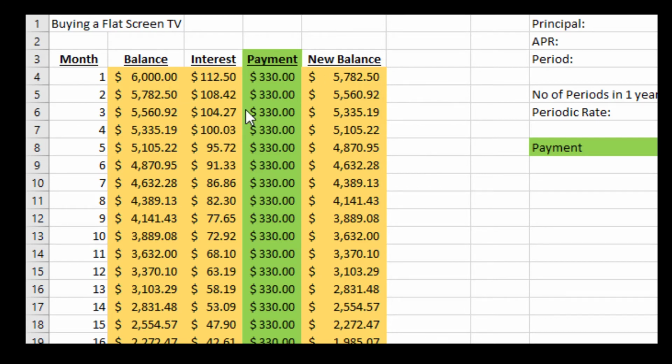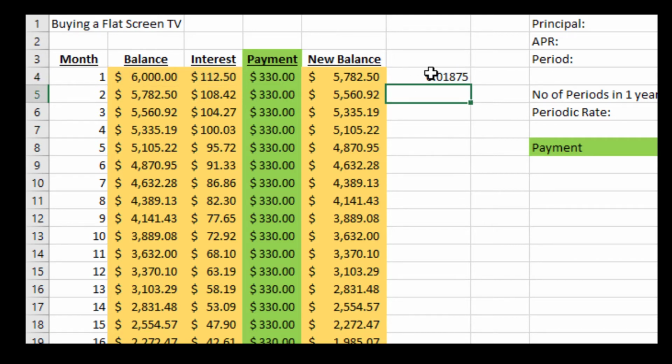So here's our hot tub file, and we're trying to figure out the periodic rate. Basically, the periodic rate is going to be the interest divided by the balance. I'll put that down on our sheet there, but I'll do it with Excel. So it's really equal to the interest divided by the balance.